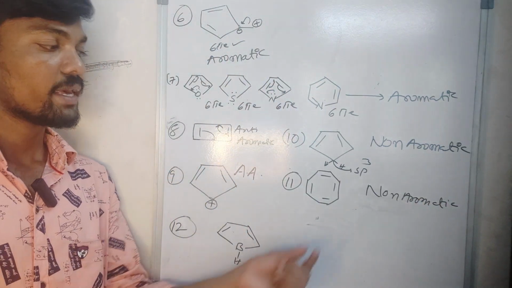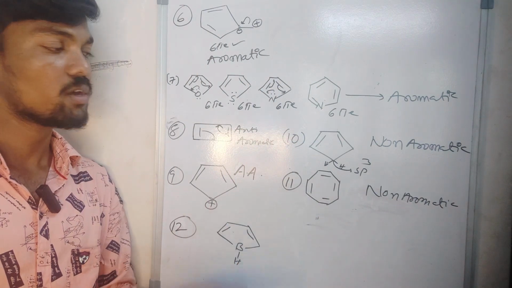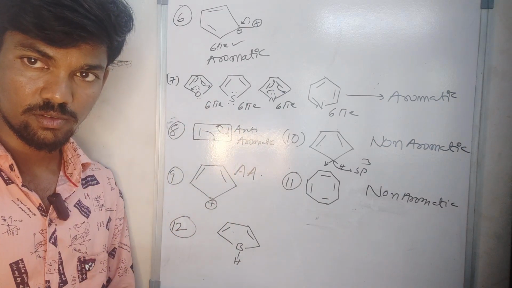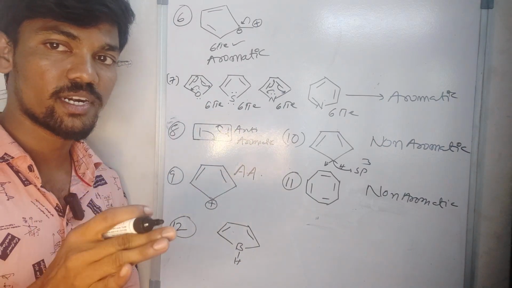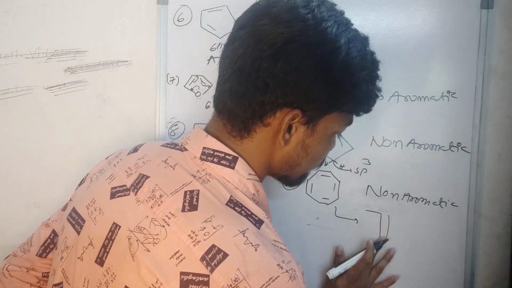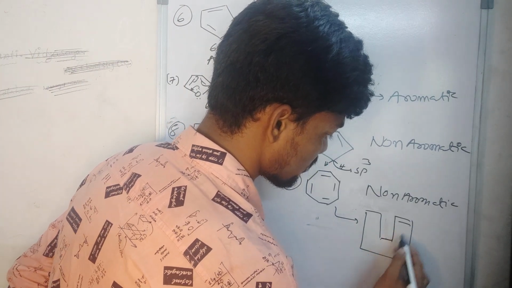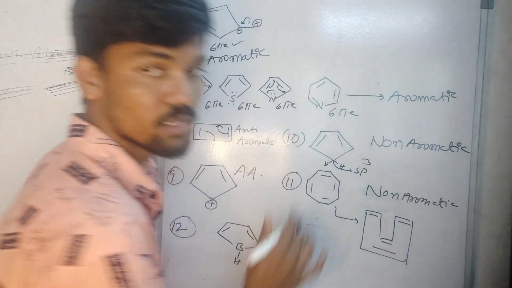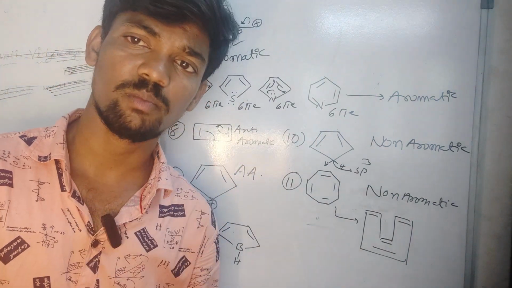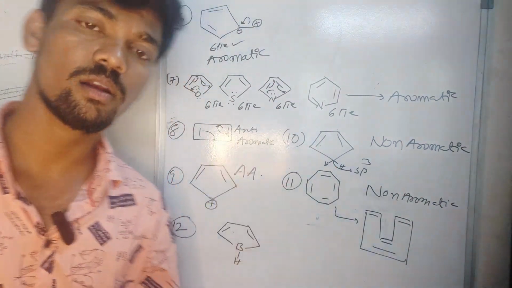Already I told you, in this form, cyclooctatetraene, this compound will not exist in a stable form. Stability will be attained in this shape, the boat shape, like this. This is the correct shape for this molecule. Is it a planar molecule? It is not planar. This carbon is not in the plane. So that's why it is non-aromatic.